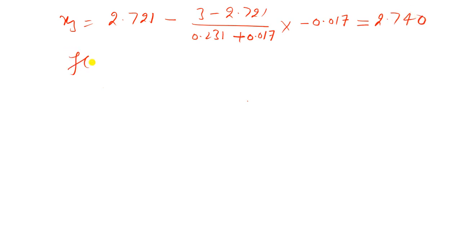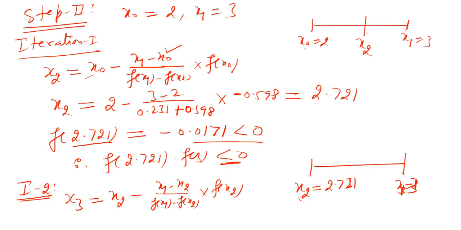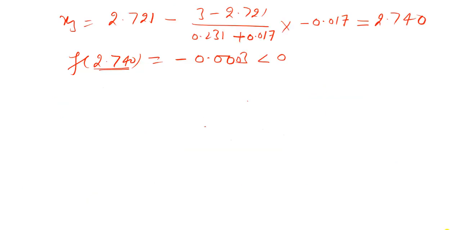Now compute the functional value at x is equal to 2.740, that is put this value in equation 1. So we obtain the functional value is negative 0.003 which is less than 0. So this is less than 0, and in the previous iteration this is less than 0. So the root is lying between 2.740 and 3. So therefore f of 2.740 into f of 3 is less than 0.